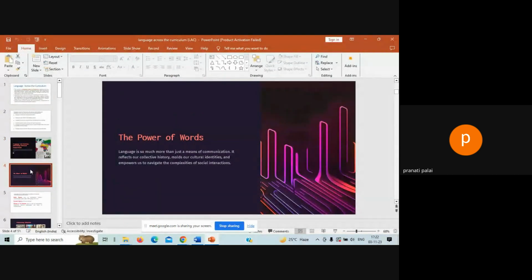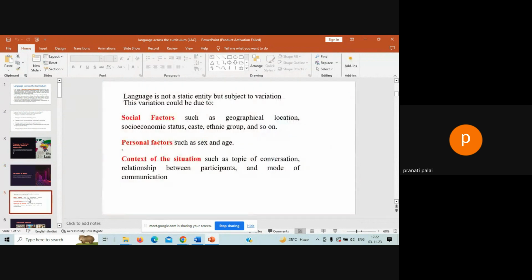So, the power of words. Language is so much more than just a means of communication. It reflects our collective history, molds our cultural identities, and empowers us to navigate the complexities of social interactions. Language is not just a static entity, but subject to variation. This variation could be due to social factors such as geographical location, socioeconomic status, caste, ethnic group, and so on. If we move from one region to another, the language also varies from region to region.